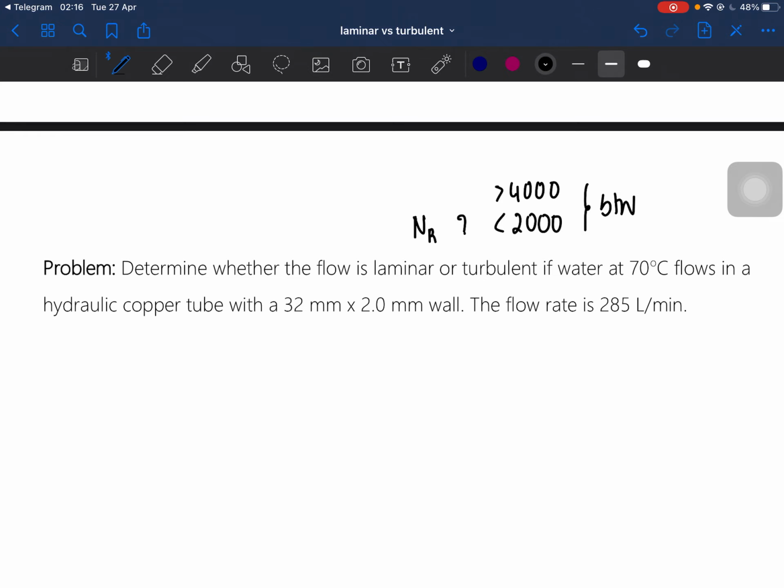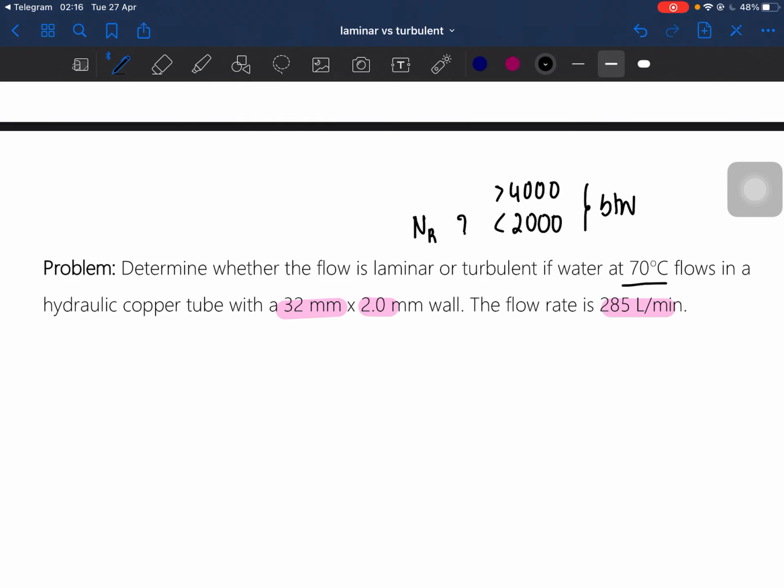Okay, so if the water is 70 Celsius, even though we don't use the 70 or the temperature inside the formula, we need it to look at the table. So flows in the hydraulic copper tube, this one, 32 millimeters multiplied by 2 millimeters wall, the flow rate is 285 liter per minute.